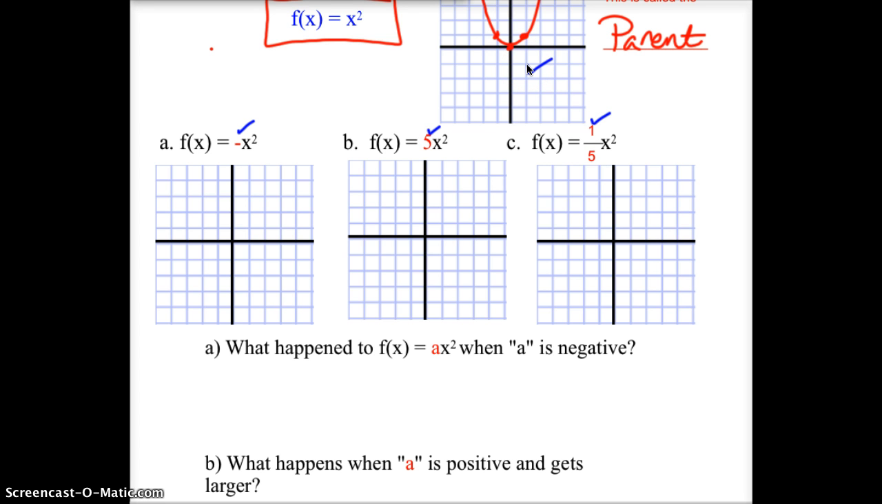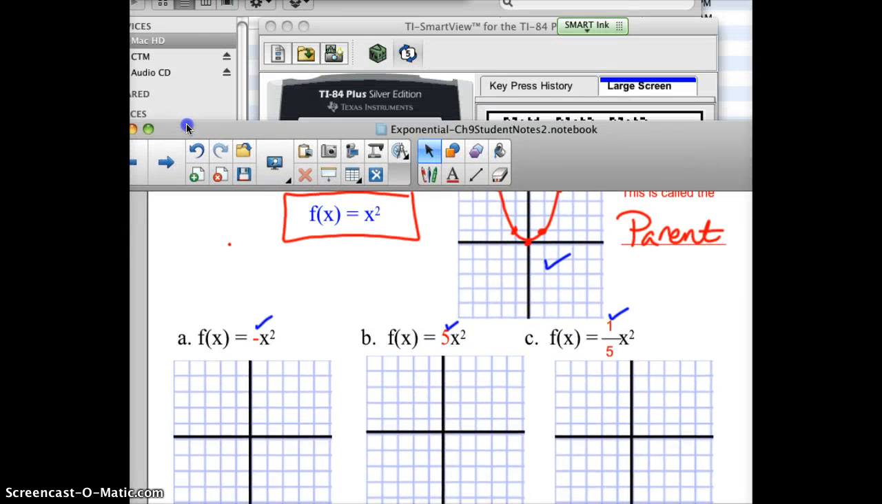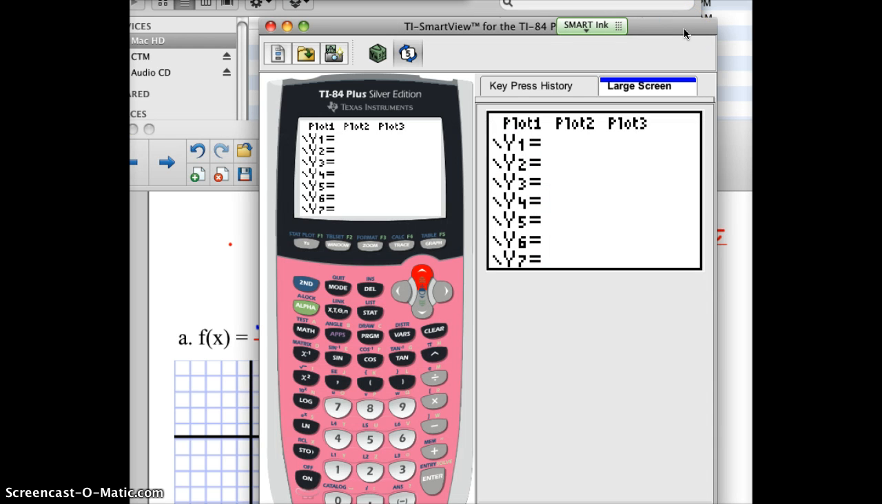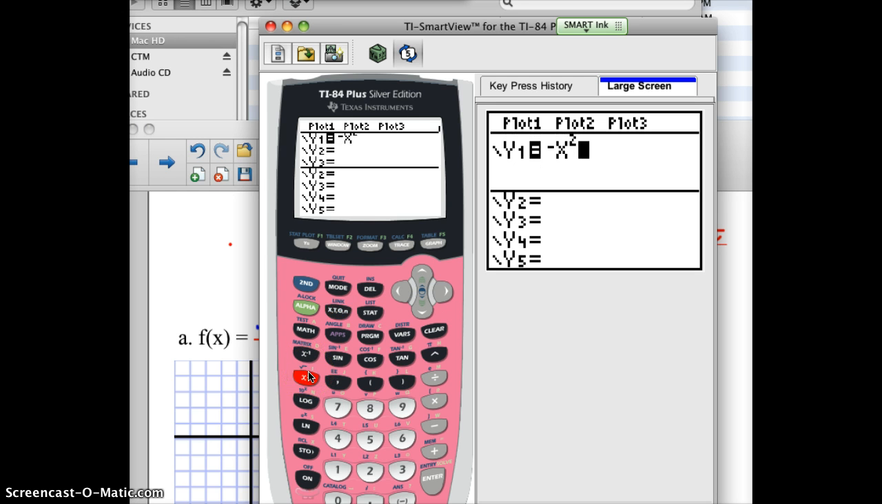So first thing I'm going to do is go to my graphing calculator here, which I have logged in behind it. Just go click on it. I think if I can click on that, there we go. So the first one we're going to look at is y equals negative x squared. We're going to see what effect that has on the graph.